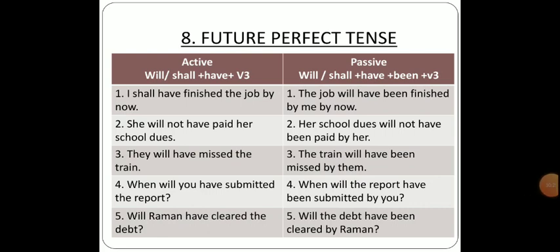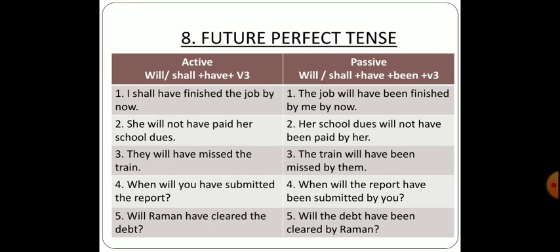So over here the active form will be will, shall plus have plus verb's third form, and in the passive we will be having will, shall plus have plus been plus verb's third form. So over here we'll be having I shall have finished the job by now. So when we change into passive, it will be the job will have been finished by me by now. Clear? So over here twice the by is used. Why? Because one time it is already given in the question, and second time because it is the rule.